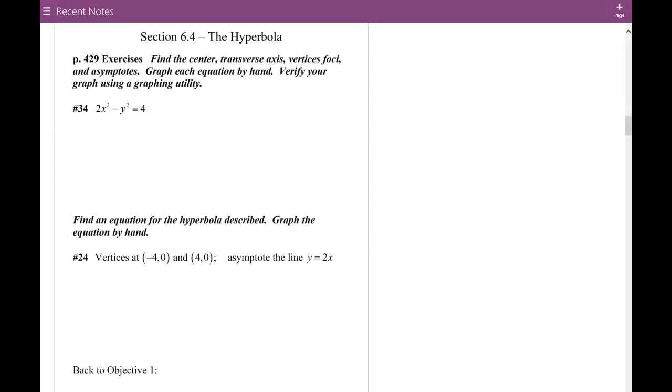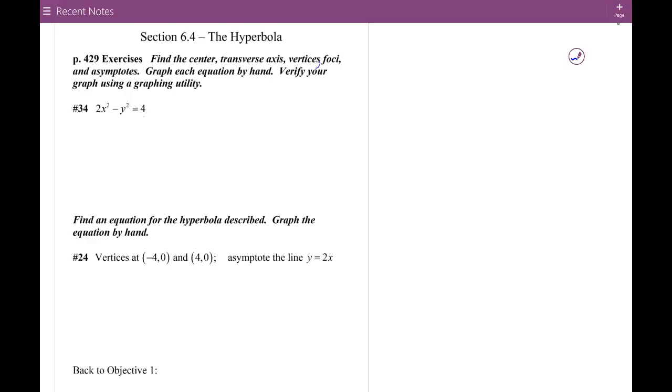Okay, so here's an exercise that says find the center, transverse axis, vertices, foci, and asymptotes, and then make the graph and verify using a graphing utility. So if you're not doing the verify using a graphing utility step, I'd like to invite you to do that. Use Desmos, or there's another tool called GeoGebra that I'll show you in class.